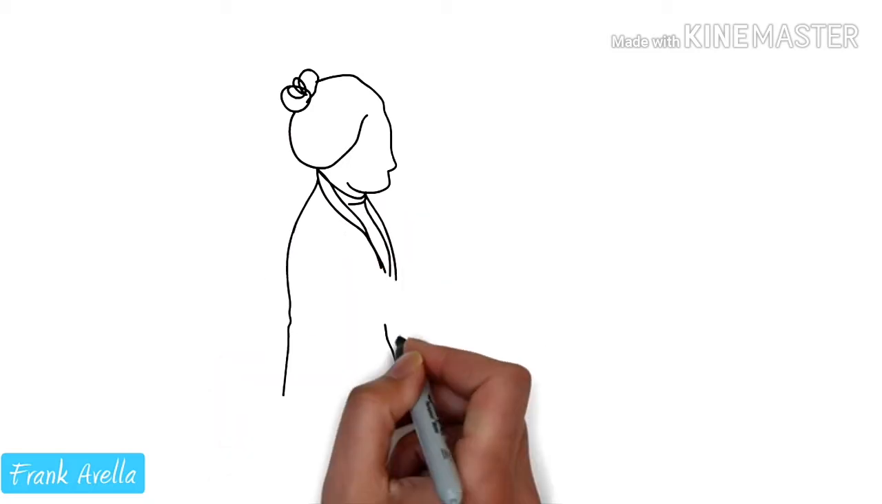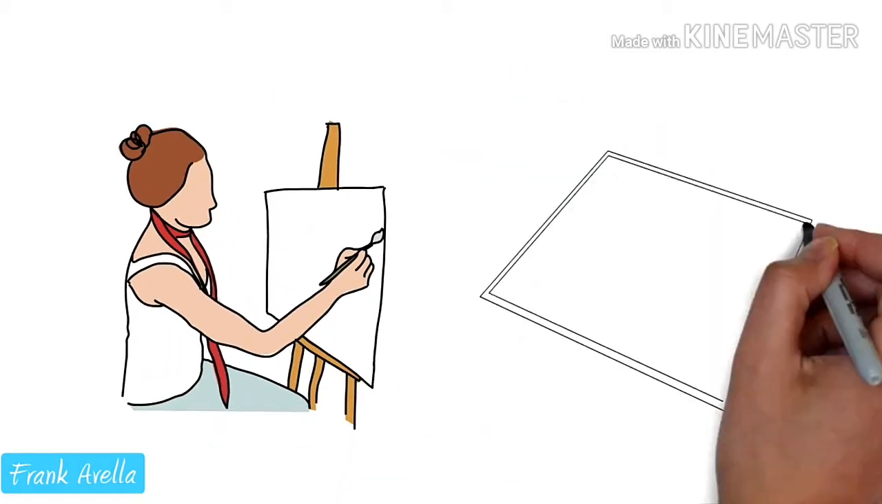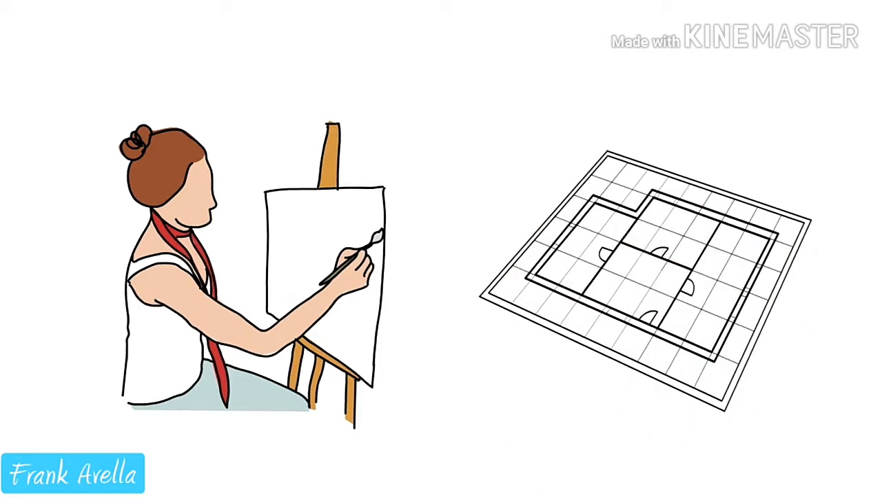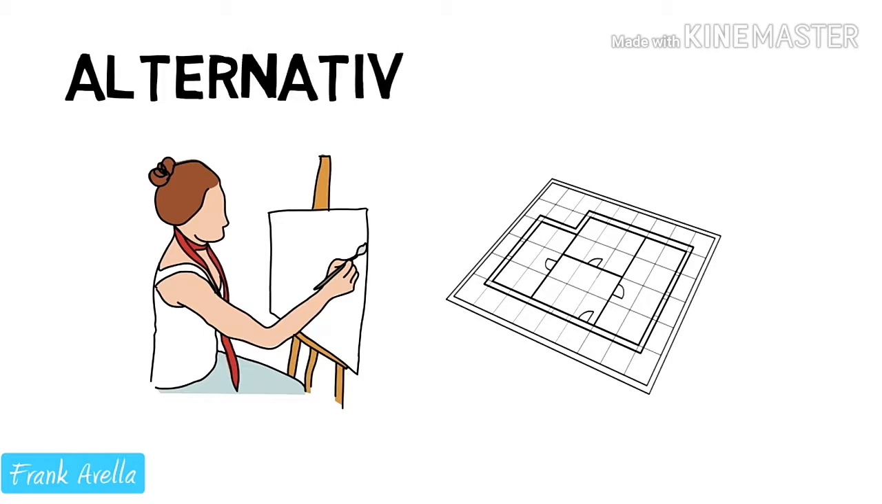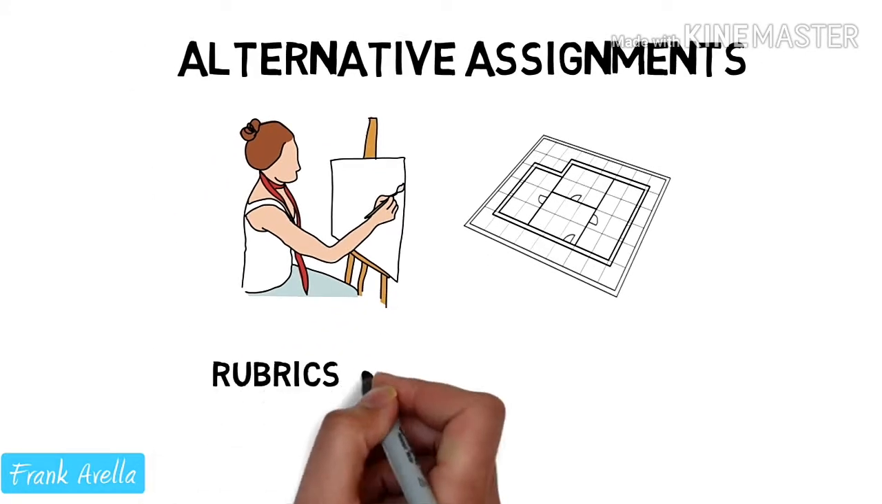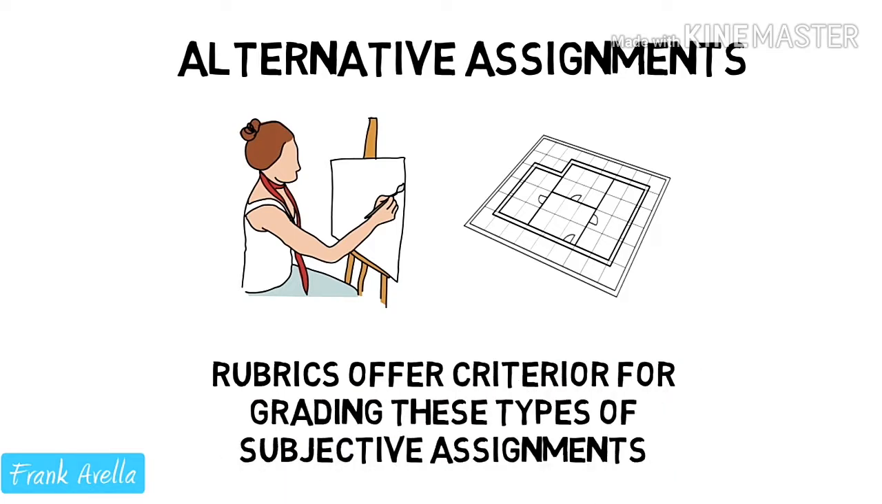Well, some types of assessments are inherently subjective. Think about a painting in an art class, or some other type of project. How would you assign a percentage or a grade to an art project? You need some sort of standard or some sort of measure for these alternative assessments. Rubrics offer some type of criteria for these subjective assignments.